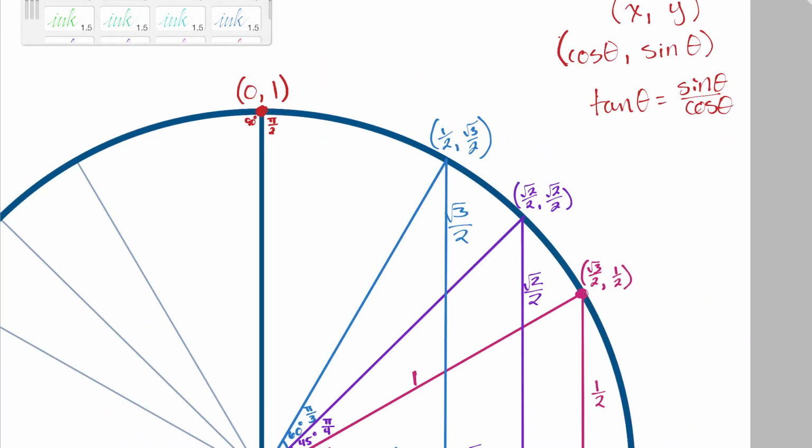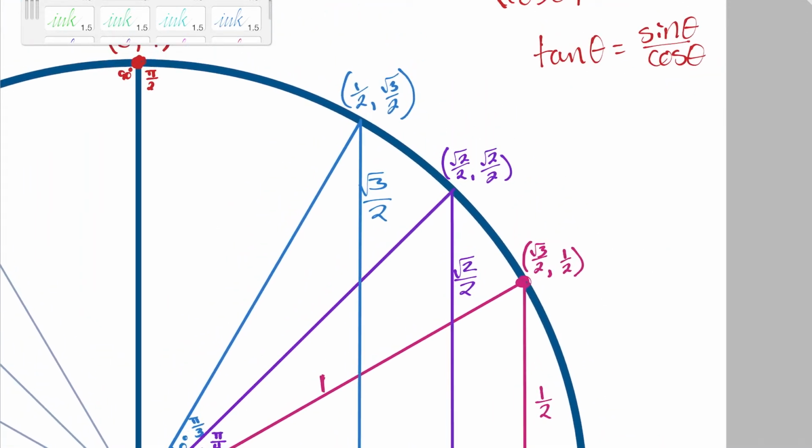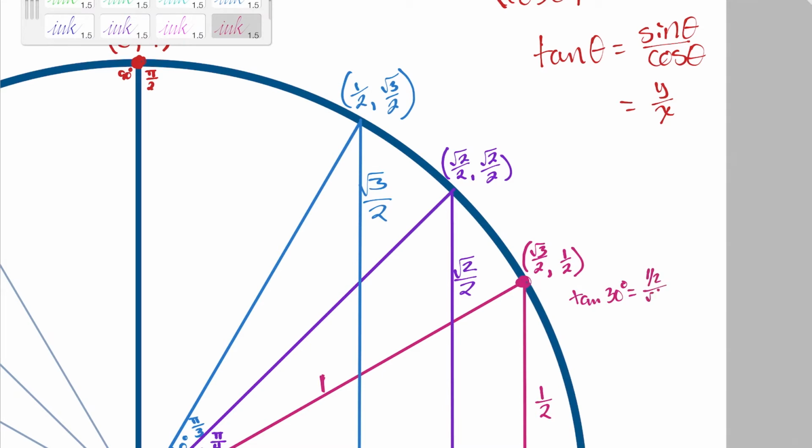The last thing I want to look at before I move on from the first quadrant is the tangent. So tangent is sine over cosine. That means I'm taking my y value divided by my x value. For my tangent of 30 degrees, I would do my half divided by square root 3 over 2. My 2's would just cancel out, and I would have 1 over square root 3, which is not rational. So when I rationalize, I end up with square root 3 over 3.